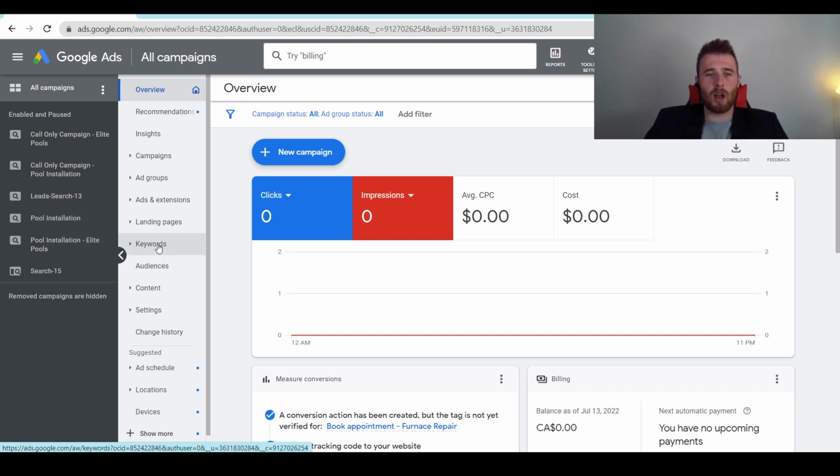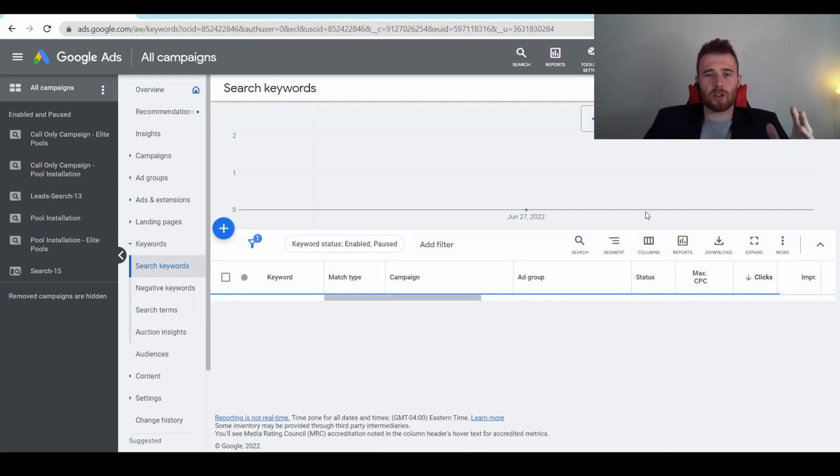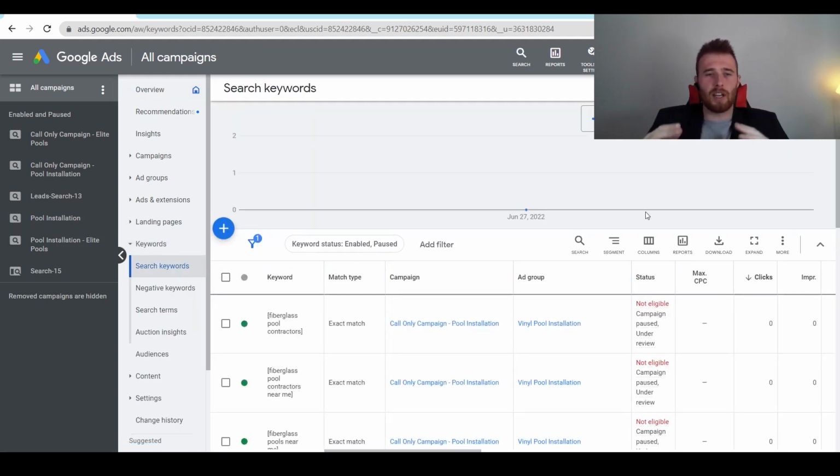So when you come into your keywords and you're finding keywords that you want to bid on, make sure your ads pop up for, you really want to go after high buying intent keywords. And what I mean by this is going after keywords that show people are ready to buy your services or products. So if we're going after fiberglass pool installation, we should be going after fiberglass pool installation companies near me. Something that shows high buying intent, that this person is ready to make a decision and they're ready to buy your service. Not something just very vague.